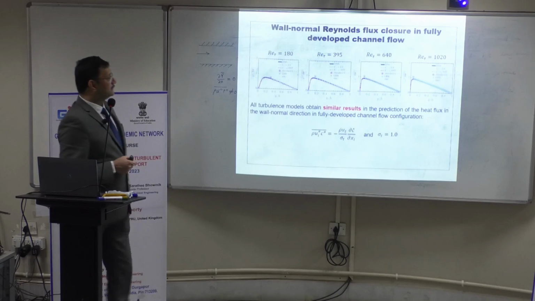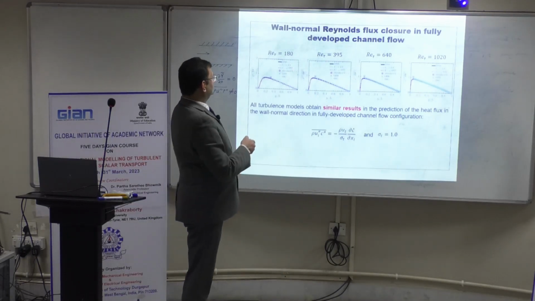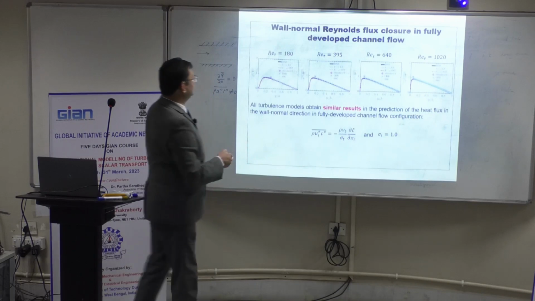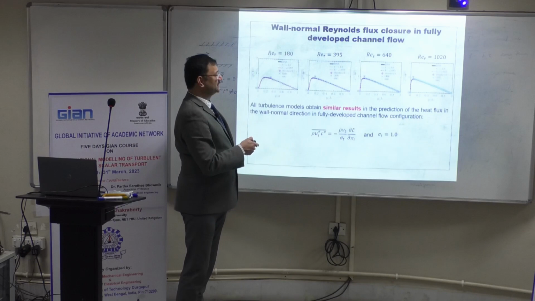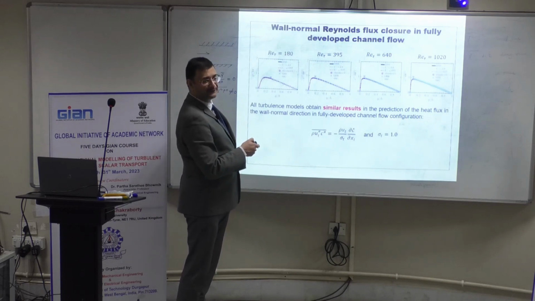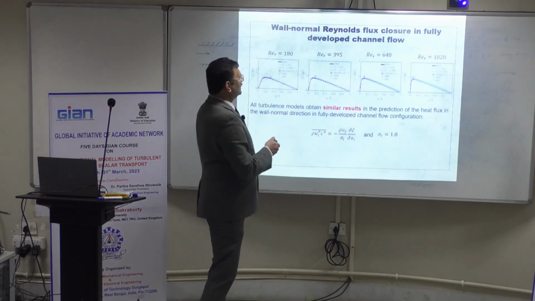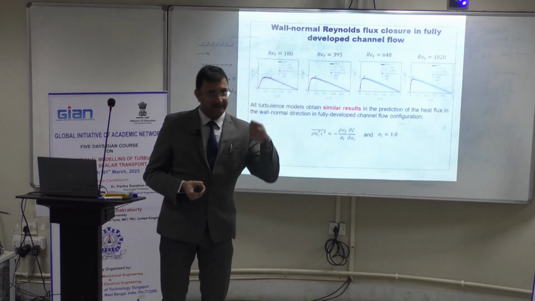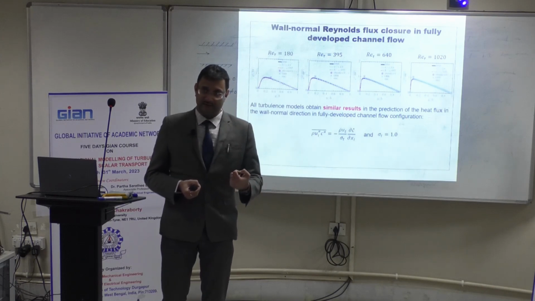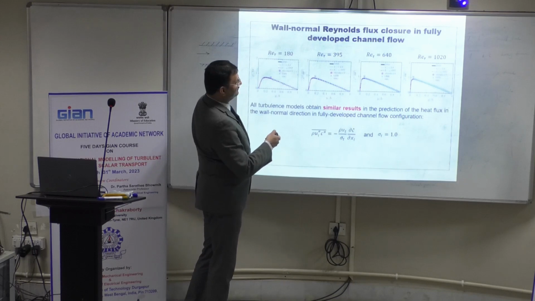But how do they perform? The resolution is not great, but the black line is DNS. The other predictions are the K-epsilon Launder and Sharma model, that's the low Reynolds number K-epsilon model. K-omega SST, we discussed, you can actually bring everything up to the wall with K-omega SST. And the standard K-epsilon model, this one, the magenta circle.